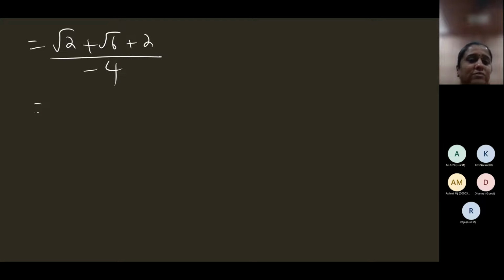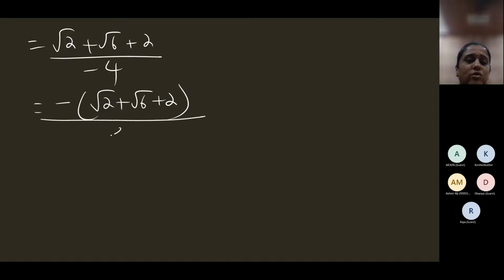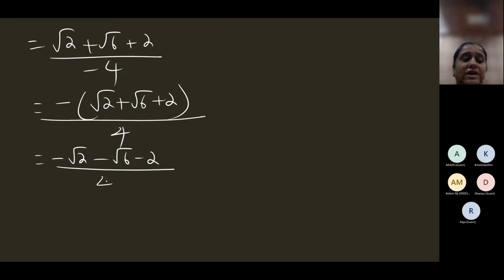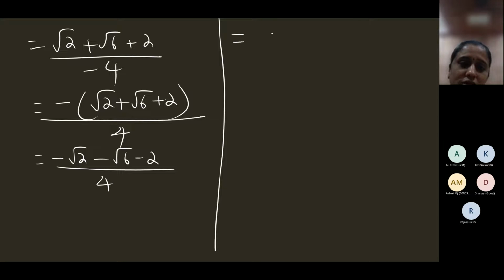So you should take the minus up to the numerator like this, divided by 4. So it becomes minus root 2 minus root 6 minus 2 divided by 4. Taking the minus to the numerator. Children, change the signs in both the numerator and the denominator. That's the meaning.